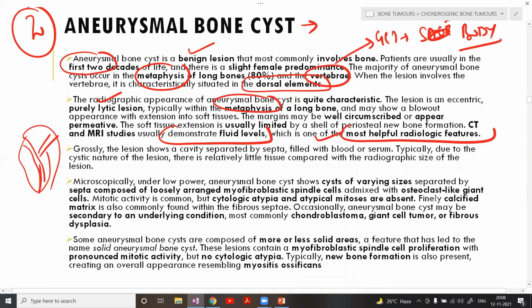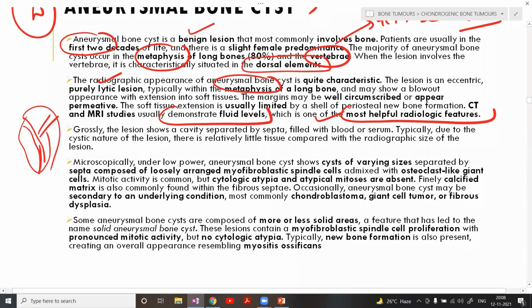Let us just read out the point that we have already discussed. Microscopically, under low power, you will see cysts of varying sizes, which are separated by septa composed of loosely arranged spindle cells, which are supposed to be myofibroblastic in nature, admixed with osteoclast-like giant cells. Mitotic activity is there, but cytological atypia and atypical mitosis are not present. This is common even with GCT.